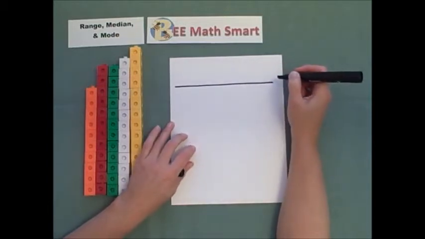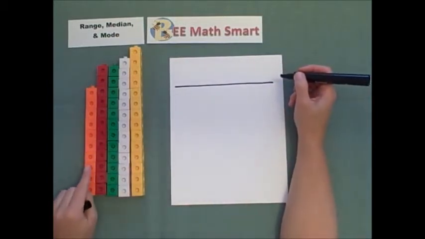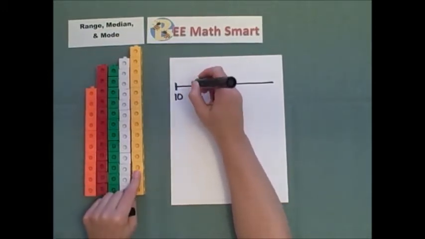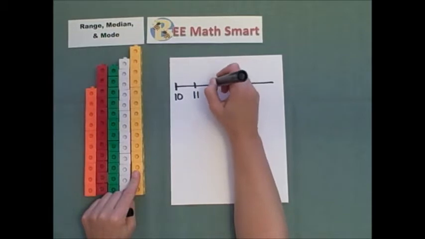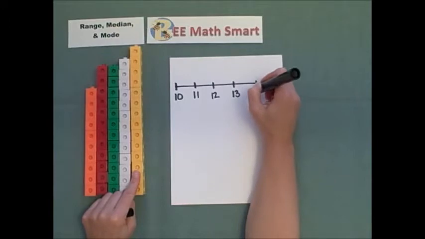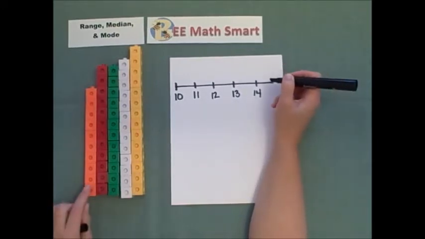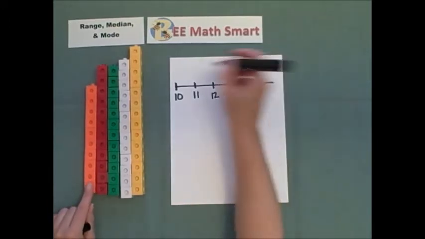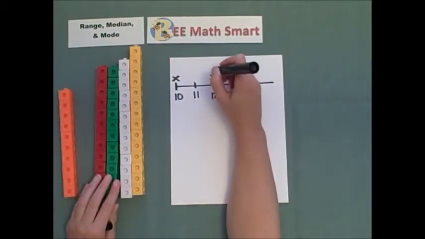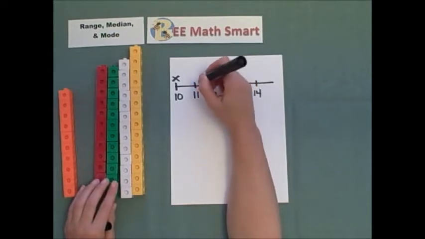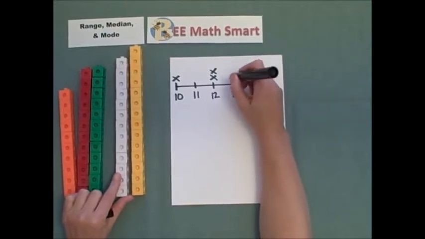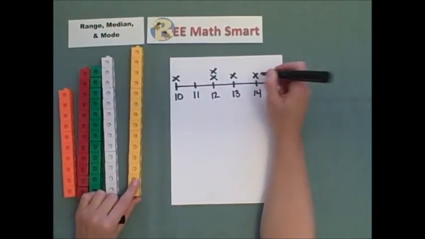A line plot is simply a number line that starts at your lowest point, which in my case is 10, and ends with your highest point, 14. Okay, and now I'm going to represent my data on this number line. I have one 10, I have two 12s, I have no 11, so you'll see I didn't put anything there for 11. I have one 13, and I have one 14.